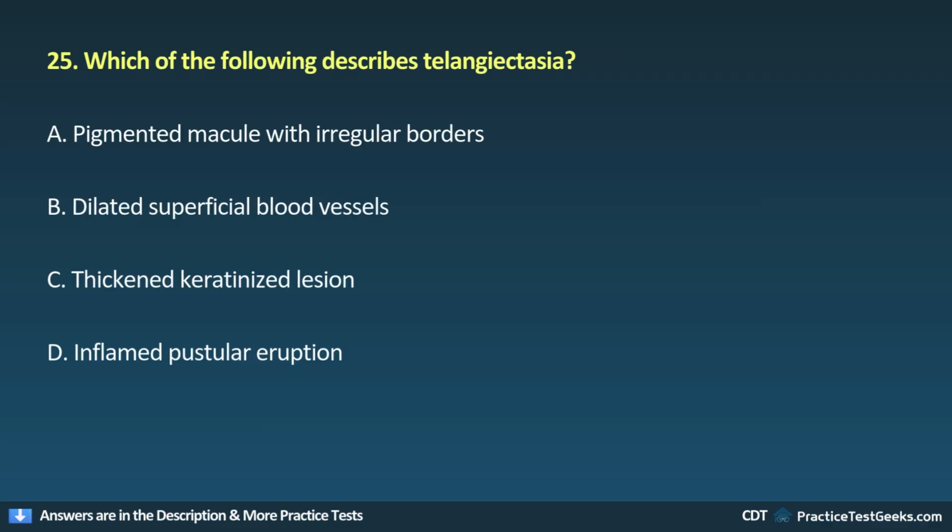25. Which of the following describes telangiectasia? A. Pigmented macule with irregular borders. B. Dilated superficial blood vessels. C. Thickened keratinized lesion. D. Inflamed pustular eruption.